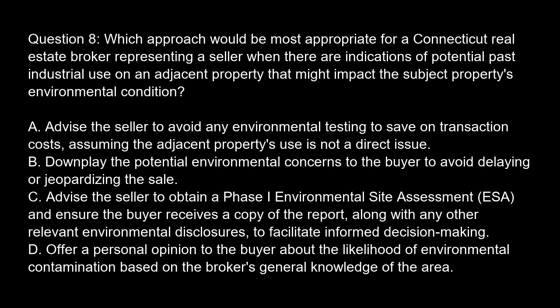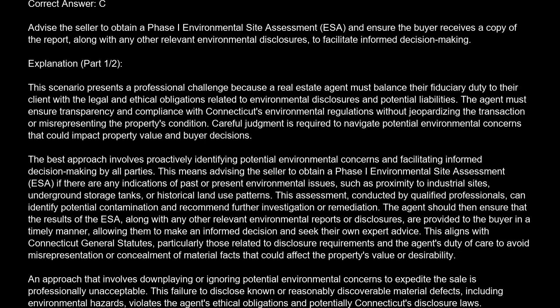Option C. Advise the seller to obtain a Phase I environmental site assessment (ESA) and ensure the buyer receives a copy of the report, along with any other relevant environmental disclosures, to facilitate informed decision-making. Option D. Offer a personal opinion to the buyer about the likelihood of environmental contamination based on the broker's general knowledge of the area. The correct answer is C. Advise the seller to obtain a Phase I environmental site assessment (ESA) and ensure the buyer receives a copy of the report, along with any other relevant environmental disclosures, to facilitate informed decision-making.